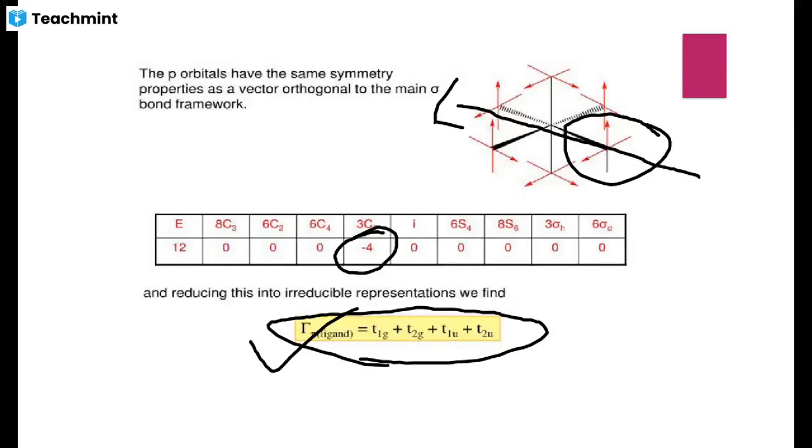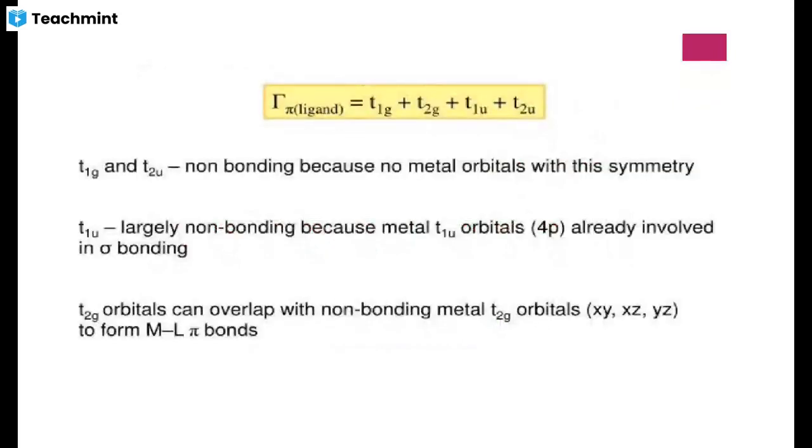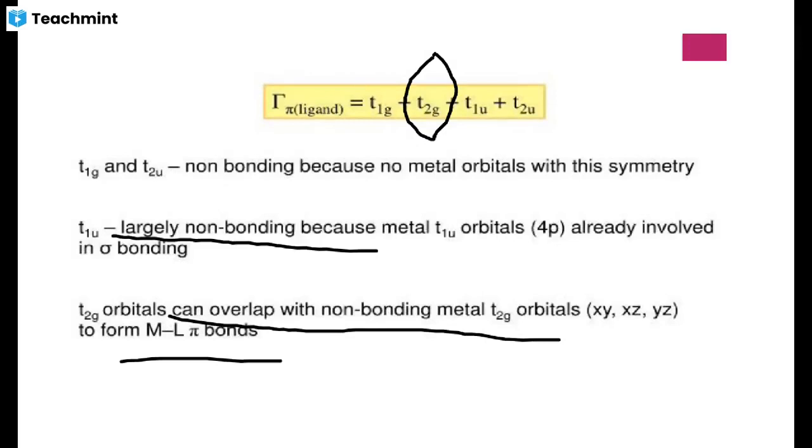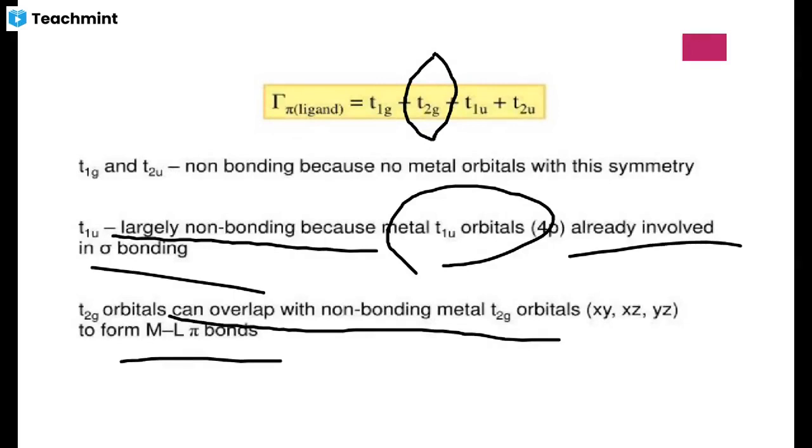So you see the pi bonding. Here the T2g orbital is the only pi bond, and it only overlaps with the non-bonding metal T2g orbital. The T1u is non-bonding because the metal T1u orbitals are already involved in sigma bonding, so they cannot be involved in this bonding. And T1g and T2u also have no symmetry match with the metal orbitals, so these are also non-bonding. So only the T2g orbital is bonding; the others are non-bonding. T1u has symmetry with the metal orbital.